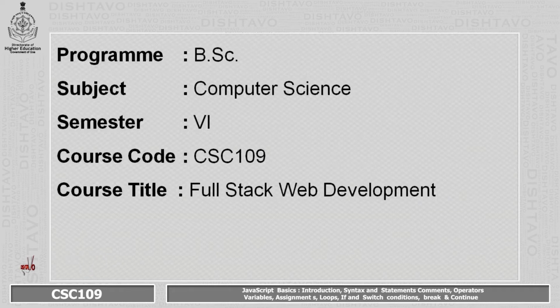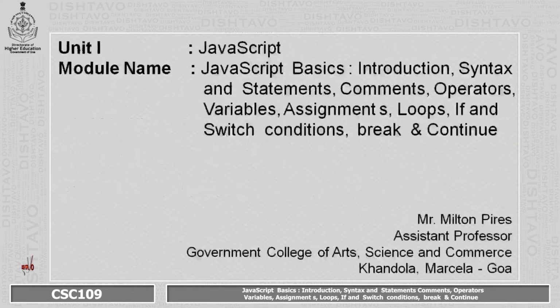This course is CSC 109 Full Stack Web Development. In this module, we are going to see the JavaScript basics, introduction, the syntax, statements, comments, operators, variables, assignment, loops, if, switch conditions, break and continue.